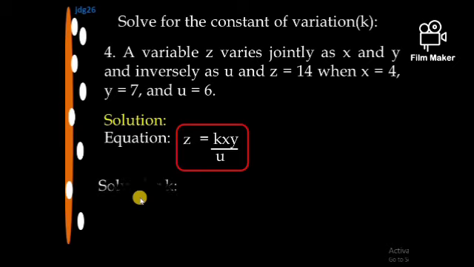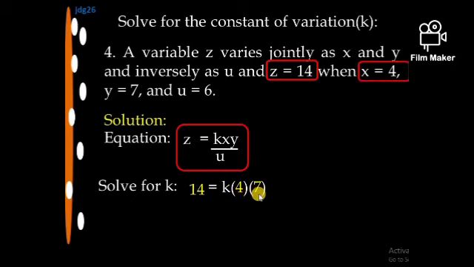Next, isolve natin ang value ng k. Substitute natin ang mga given. We have z is equals to 14 equals k. The value of x is 4 and the value of y is 7. So, nakamultiply lang yan. Over, the value of u is 6.